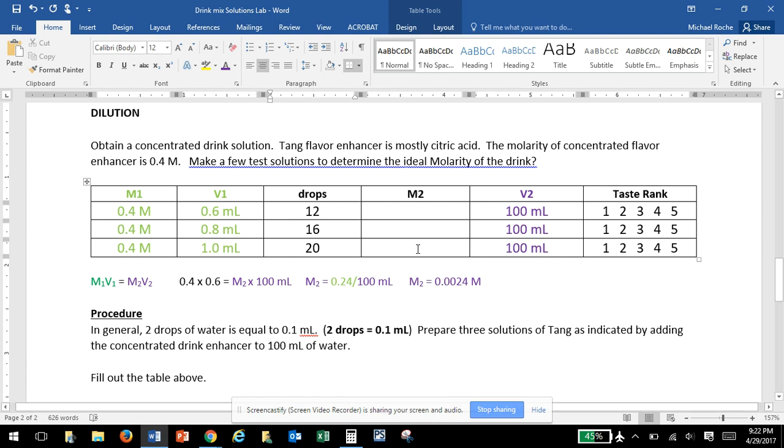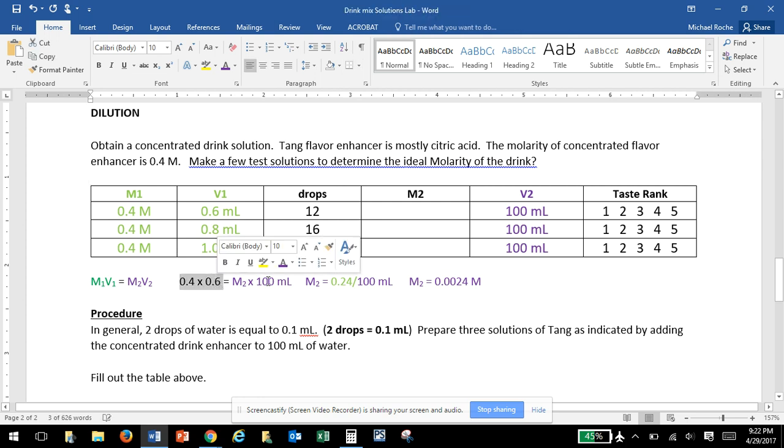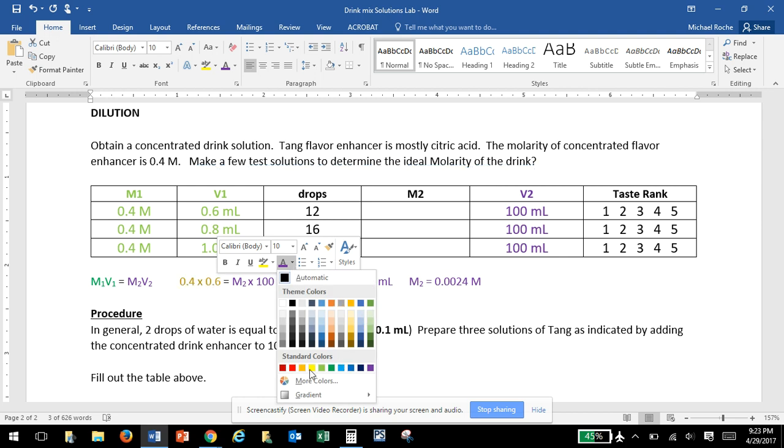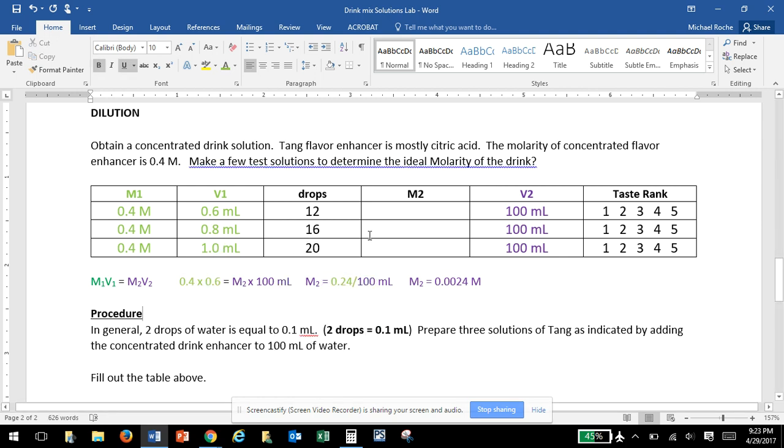Now for this part, the M2, what you want to do is your M1V1 here in green, so for trial 1, 0.4 and 0.6, is going to equal your M2V2. The M2 is what we're looking for. What's the molarity of what we're making with the flavor enhancer? And in each case, because there was a line drawn on that cup, it was 100 milliliter volume. So V2 is going to be 100 milliliters for all of these. So M1V1 is 0.4 times 0.6, and I can make that green, which it should have been. And that'll equal M2, which is what we're looking for, times 100 mils.